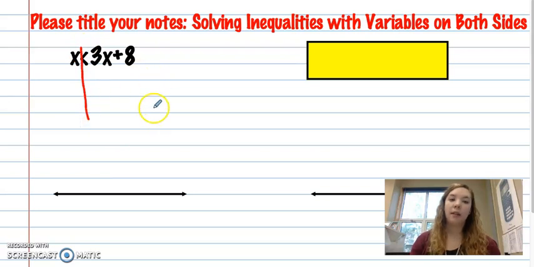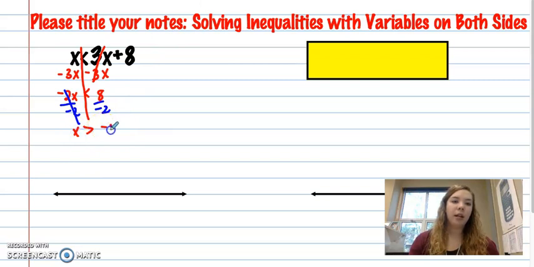So I need to get my x's together. I'm going to go ahead and move 3x to the other side so I can get it away from 8. Since it is positive 3x, I have to subtract 3x. So this is 1x minus 3x is negative 2x is less than 8. And now it's a one step. So if you divide by negative 2, we get x is greater than negative 4.